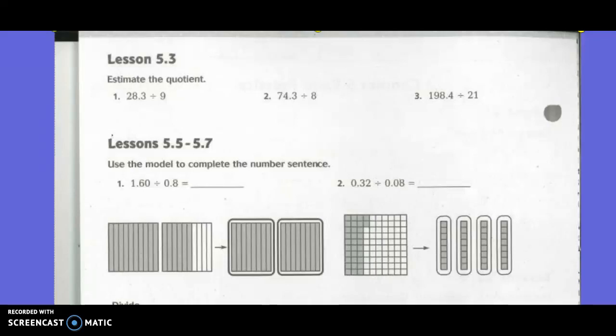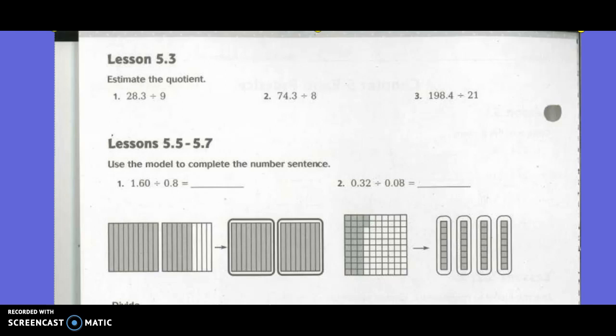Okay, today we're looking at part 2 of Chapter 5 Extra Practice, trying to get you ready to take this Chapter 5 test on decimal division. So on 5.3, it just wants you to estimate a quotient. You don't have to do the whole division problem, you just have to estimate a quotient. So remember, when we estimate a quotient, we try to find compatible numbers.